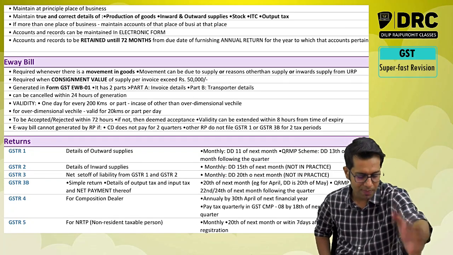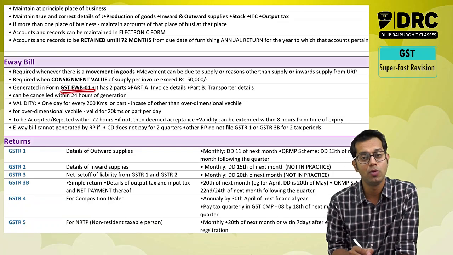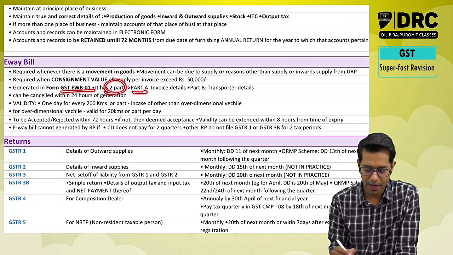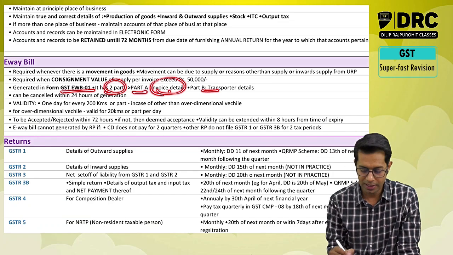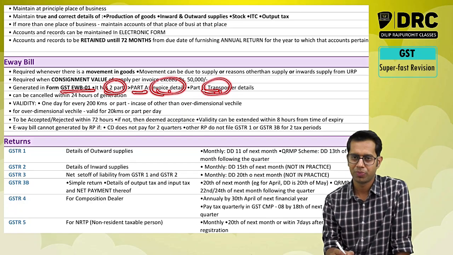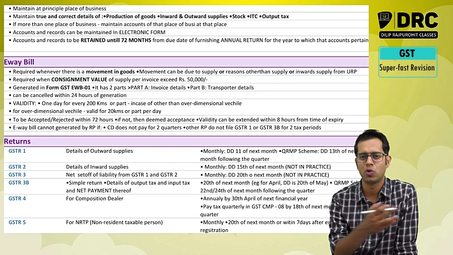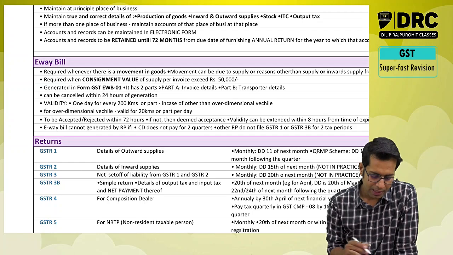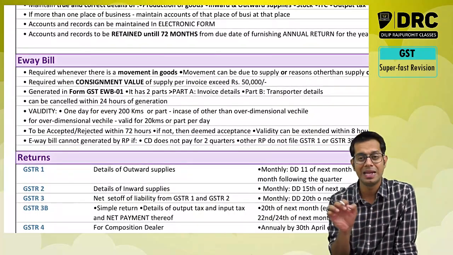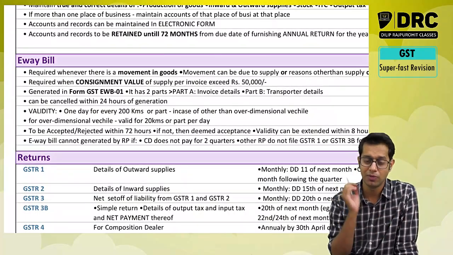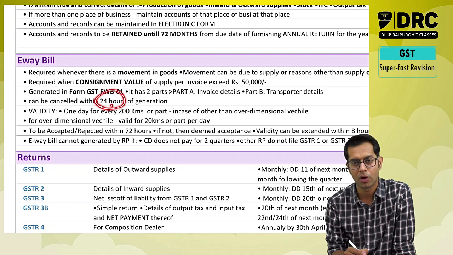Then an e-way bill is generated in a form called Form GST EWB 01. It has two parts, Part A and Part B. In Part A, you give invoice level details, and in Part B, you give transport related details: transporter, GST number, vehicle number, etc. Now this e-way bill cannot be edited for your mistakes; the only thing you can do is cancel the e-way bill within 24 hours of its generation.